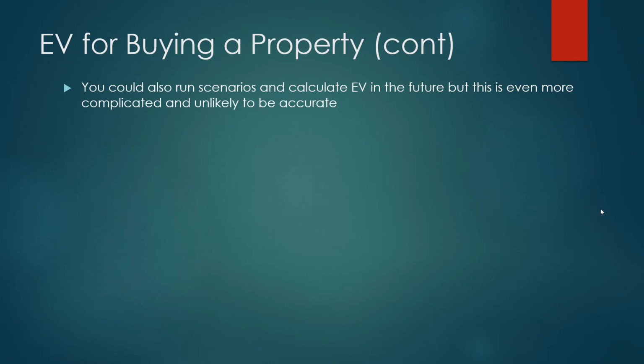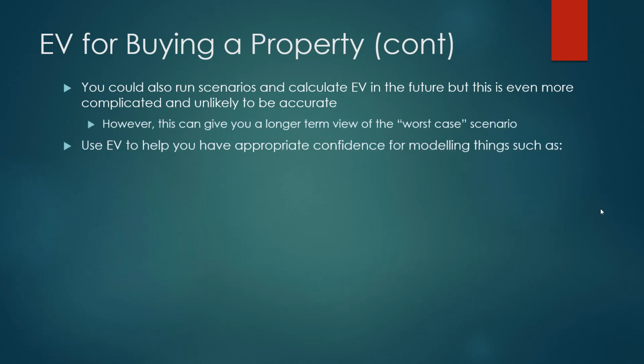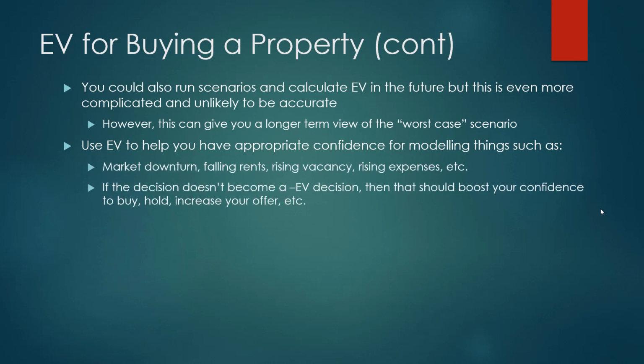You can also run scenarios and calculate EV in the future. But again, this is even more complicated. What's appreciation going to be 5 years from now? I don't know. How am I going to estimate that? Right? That's very difficult. However, what you can use this for is to give you kind of a longer term view of the worst case. So if you wanted to improve your confidence for something like, well, I'm really worried about a downturn in Fort Collins. Okay, let's assign some numbers to that.